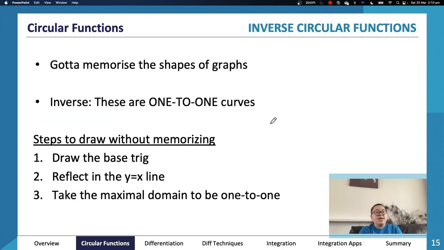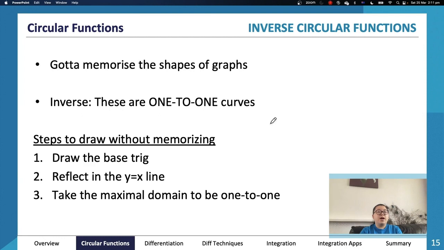Right. Inverse circular functions. These are good to memorize the shape of the graph and just know the gist of the graph. You can always use first principles, but it's always useful to know what they look like. And because they're inverses, they're going to be cut off at certain points because of the turning points involved in a circular function, so that we can have a one-to-one curve.